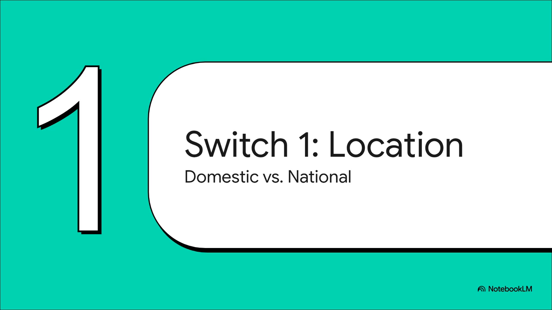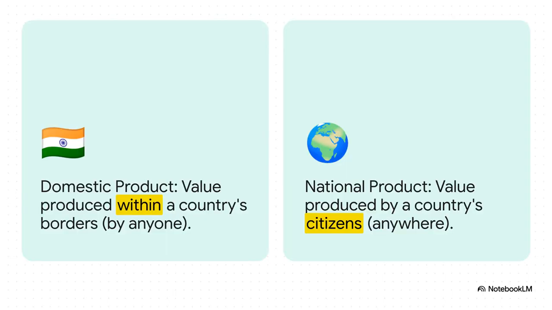All right, let's get into our first switch. This one really just boils down to one simple question. Are we measuring what's made inside a country's borders or what's made by that country's people, no matter where they are? Here's how it breaks down. Domestic is all about location. Think of it like a geographical box. Anything produced within India's borders, doesn't matter if it's by an Indian citizen or a foreign company, it all counts towards its domestic product. Now, national is all about citizenship. It's the total value produced by all Indians, whether they happen to be in Mumbai or Melbourne.